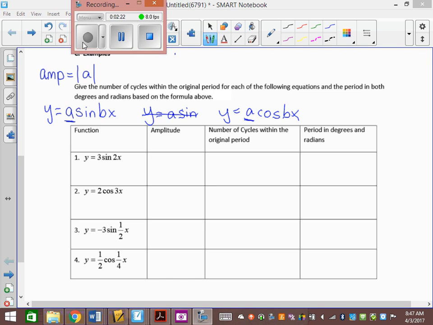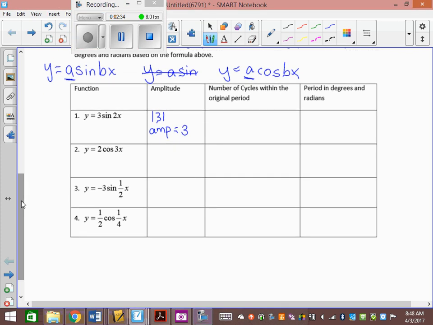So what's the amplitude of each of these graphs? This one, 3, because it would be the absolute value of 3. So the amplitude is 3. What about number 2? What would the amplitude be? The absolute value of 2, so the amplitude is 2.